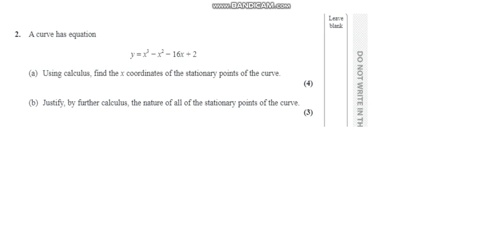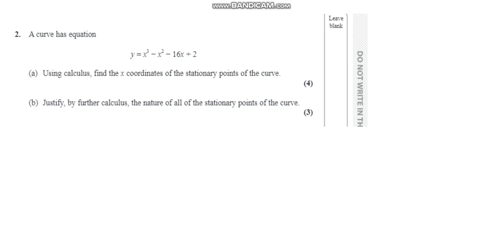Today I'm going through the second question from the International Advanced Level Pure Mathematics P2. So without further ado, let's get started. A curve has equation y equals x cubed minus x squared minus 16x plus 2. So that's a function. In part A, they ask us to find, using calculus, the x coordinates of the stationary points of the curve.